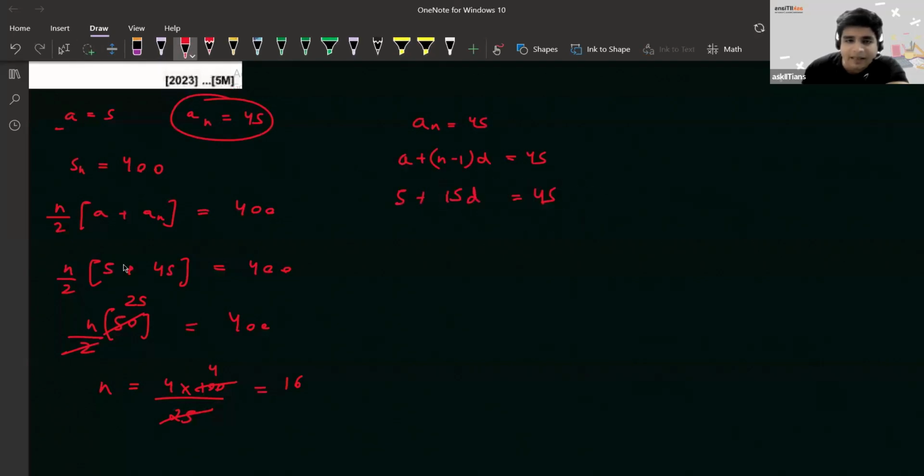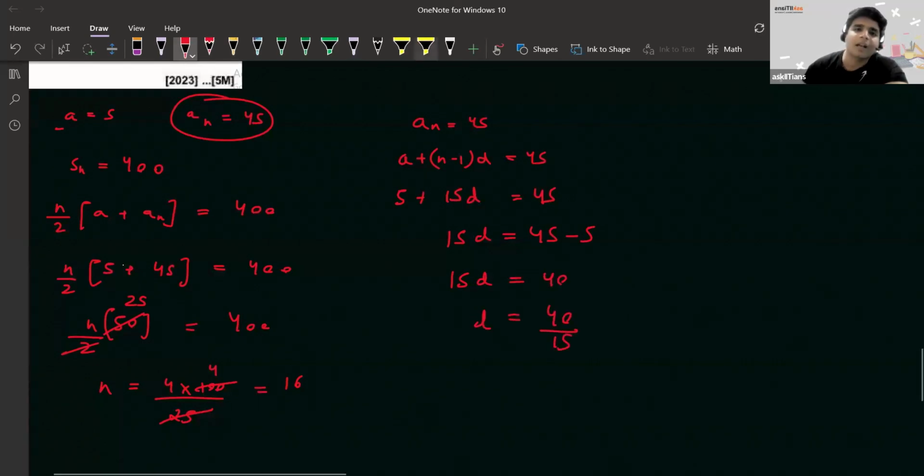Right? Yes, 5 goes to the other side. So that is going to give me 15d is equal to 45 minus 5. Okay, everyone. So that is going to become what? That is going to become 40. So d is equal to 40 upon 15. I hope this is very, very clear to you all. Yes, everyone, you can reduce it and you'll be able to get the answer. So that is going to be 8 by 3.